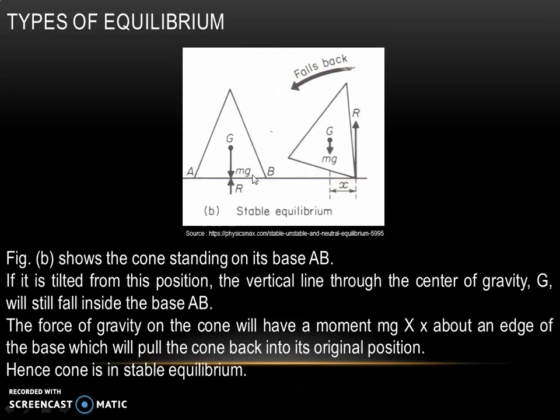And here in this figure we can see that the cone is resting on its base AB. If this cone is tilted from the position, the vertical line through the center of gravity G will fall inside the base AB, which will pull the cone back to its original position. Hence, the cone is said to be in stable equilibrium.